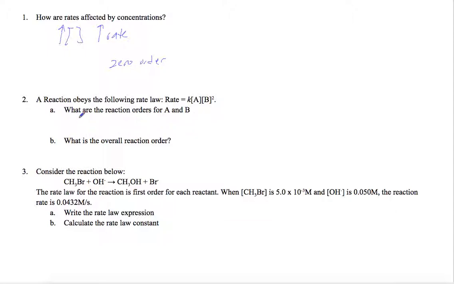Why does this look a whole lot easier than it should be? All right, a reaction obeys this. What are the orders for A and B? A is going to be 1, and B is going to be 2. The overall order is going to be 3.